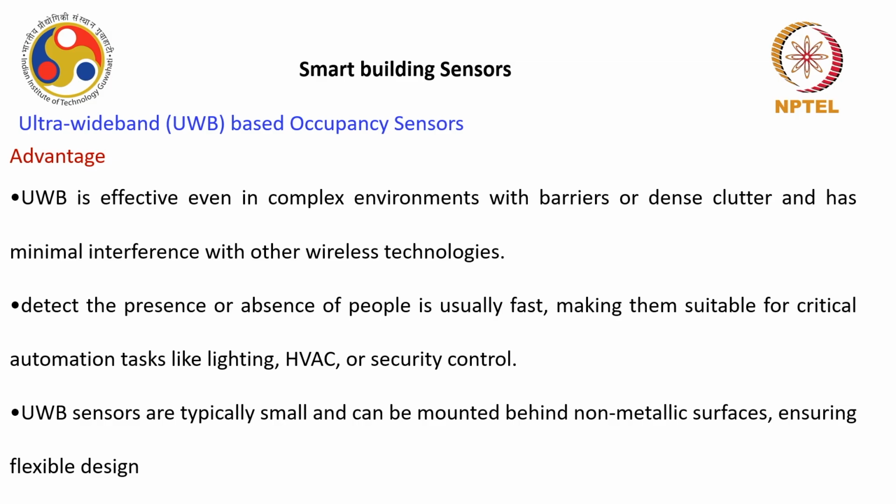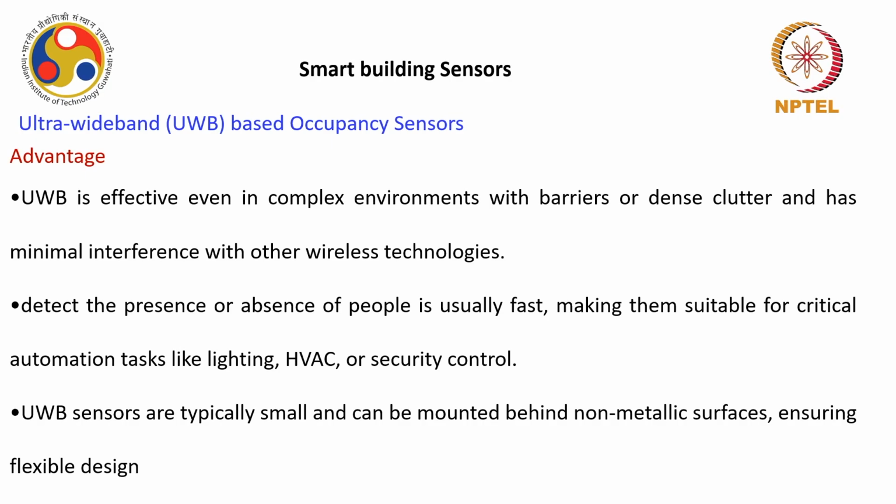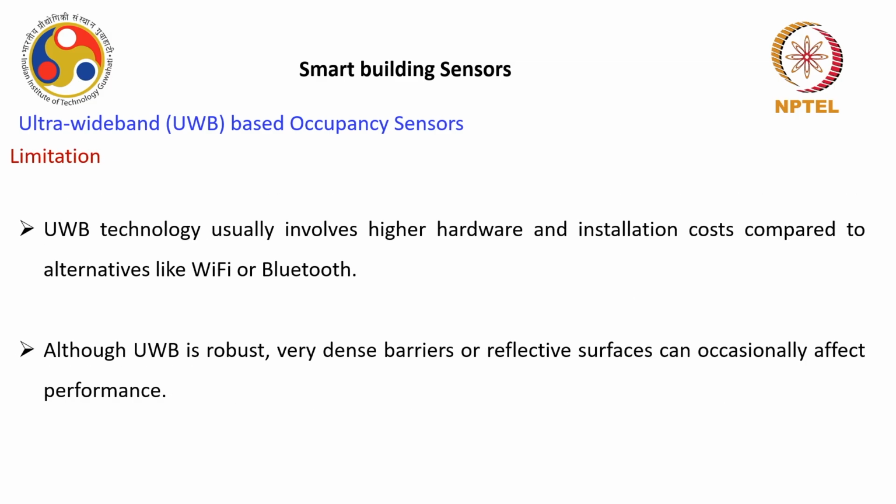Therefore these are suitable for critical automations like lighting, HVAC control, as well as security control. And we have seen that the accuracy is also of very decent level. That's why these devices can be easily applied for this kind of application. Then UWB sensors are typically small and can be mounted behind non-metallic surfaces also. So it will ensure a flexible design of these sensors.